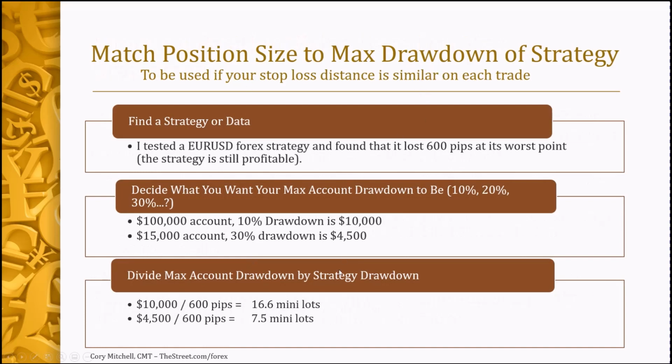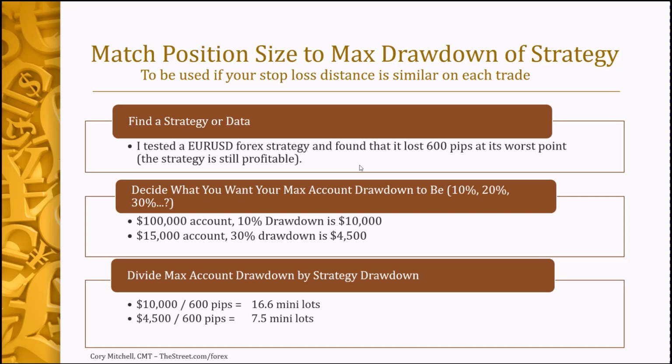If your stop losses are the same, we can find out exactly how much we should be trading. So I have a forex example and a stock example. I tested a EUR/USD strategy, which I currently use, and found that it lost 600 pips at its worst point. The strategy always uses a similar stop loss. It changes once every year or so. I'll adjust it for volatility, but typically if volatility is pretty much the same, it has a 40 pip stop loss. So this essentially means I could lose about 15 trades in a row losing 40 pips.